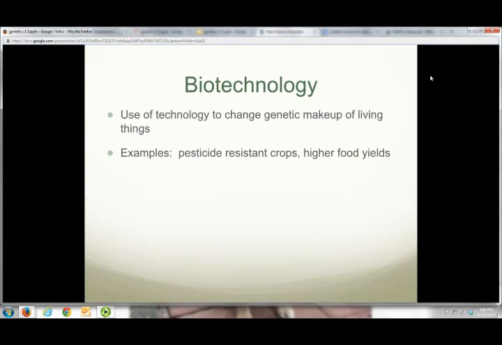Biotechnology is the use of technology to change the genetic makeup of living things. Some examples of how we've used this in the past were to create pesticide-resistant crops or to create crops with higher food yields.